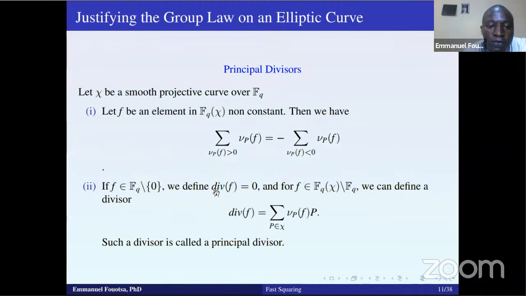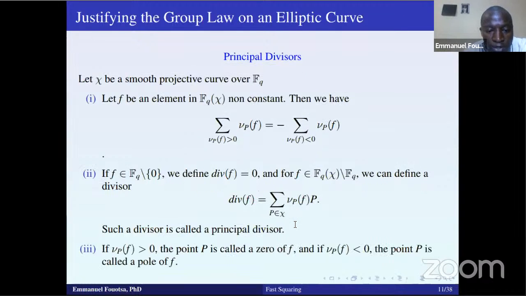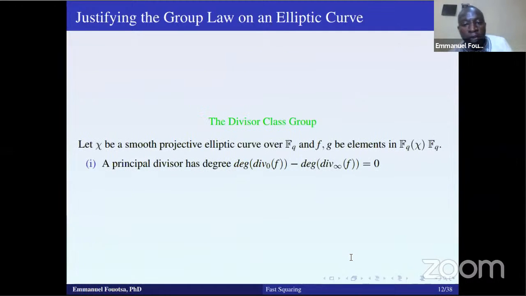We can also define the divisor of a function over an elliptic curve. If the function is a constant, we assign the 0 divisor. If not, we define the divisor of f to be this summation, where v_P(f) represents the valuation of f at P. When this quantity is greater than 0, we say P is a zero of f. And when it is less than 0, this is called a pole of f.